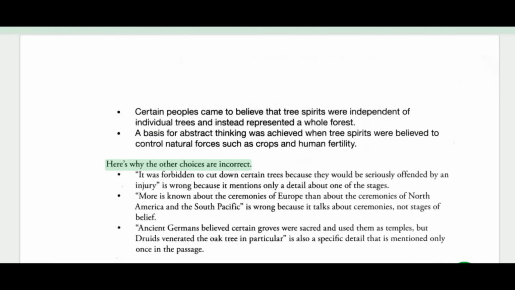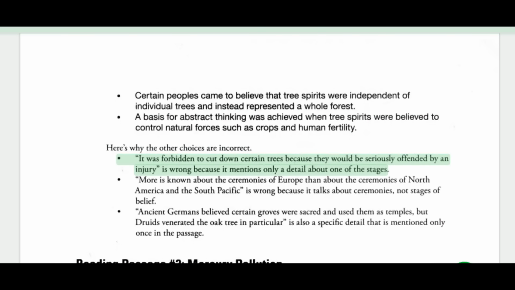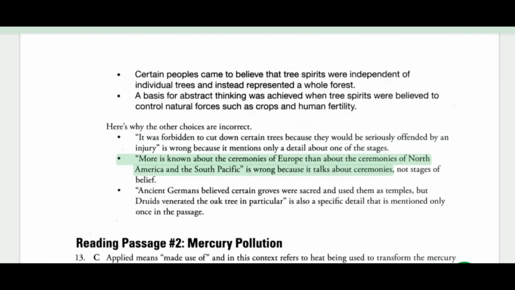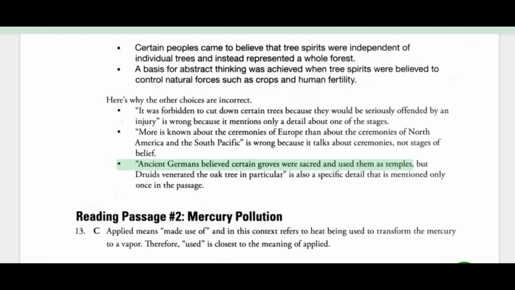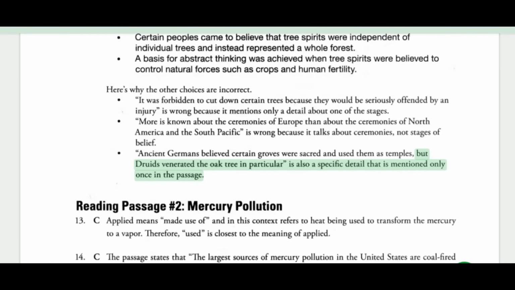Here's why the other choices are incorrect. "It was forbidden to cut down certain trees because they would be seriously offended by an injury" is wrong because it mentions only a detail about one of the stages. "More is known about the ceremonies of Europe than about the ceremonies of North America and the South Pacific" is wrong because it talks about ceremonies, not stages of belief. "Ancient Germans believed certain groves were sacred and used them as temples, but Druids venerated the oak tree in particular" is also a specific detail that is mentioned only once in the passage.